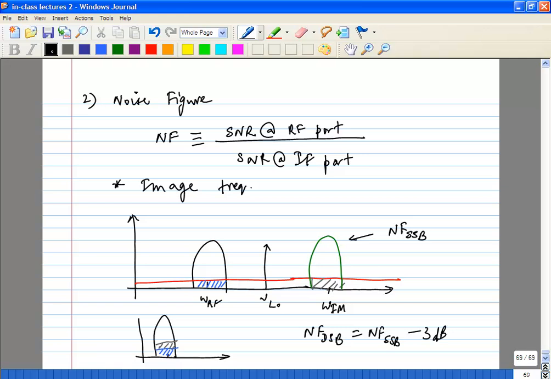But note that even if you have a noiseless mixer, your single sideband noise figure will still be 3 dB. That's very important. Just remember that. Your useful signal is coming only from one side, but your noise floor is coming from both sides. Assume that your mixer doesn't add any noise. Your image noise will still fold over, which is your input noise. So your input noise effectively gets worse by 3 dB, but your signal stays the same.